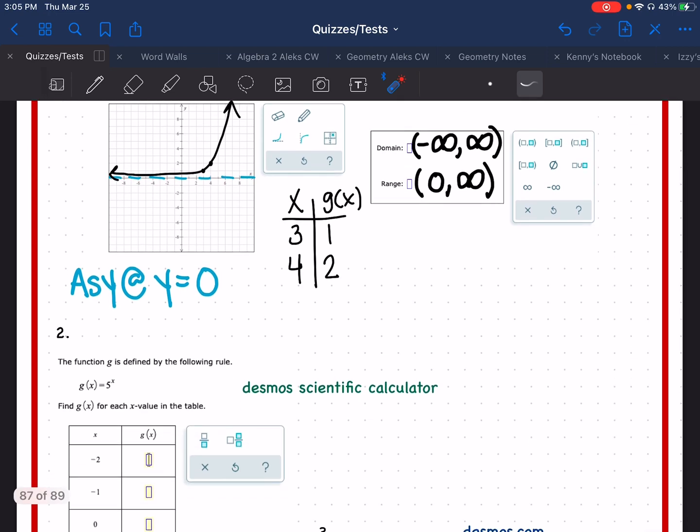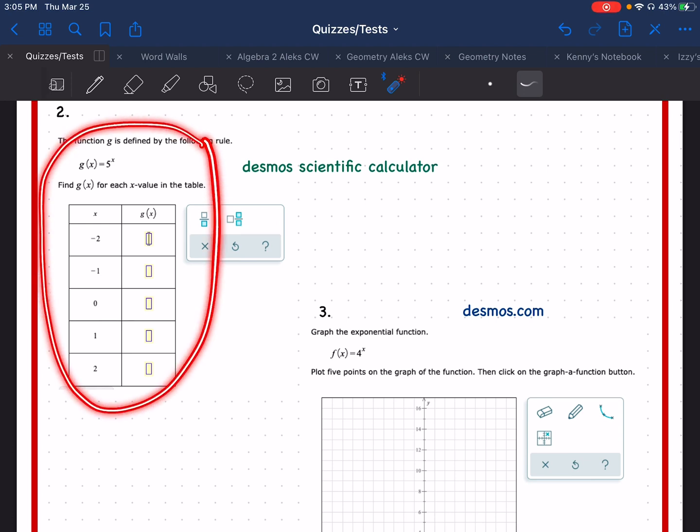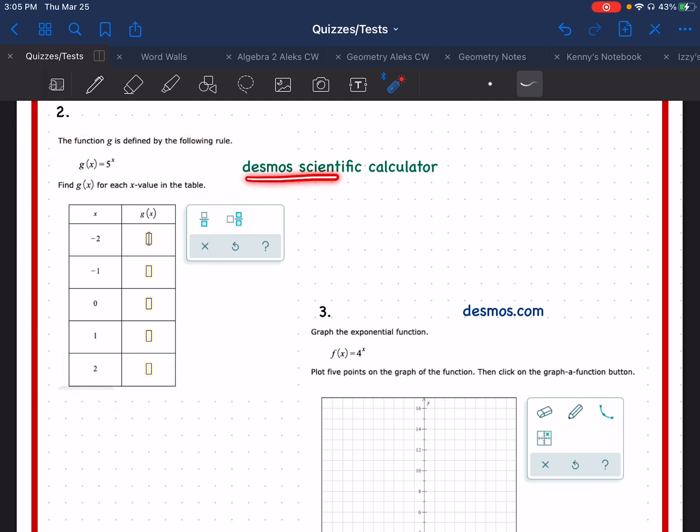All right, let's go ahead and take a look at question 2. And of course, we can see question 3 as well. I just had to squeeze them in there. But remember this question number 2 from the first assignment. You're just going to have to plug this in. And so make sure you go to the scientific calculator. It's the link in Schoology that says calculator.